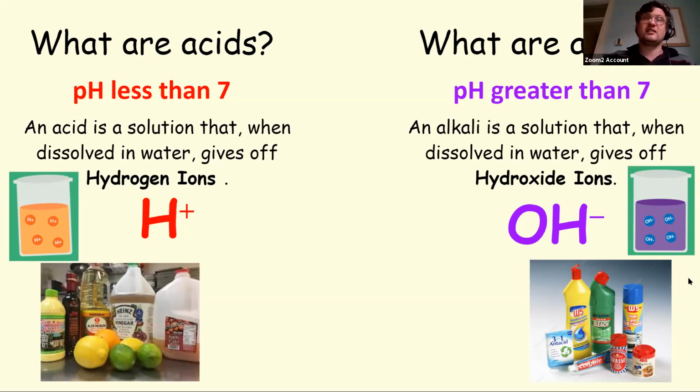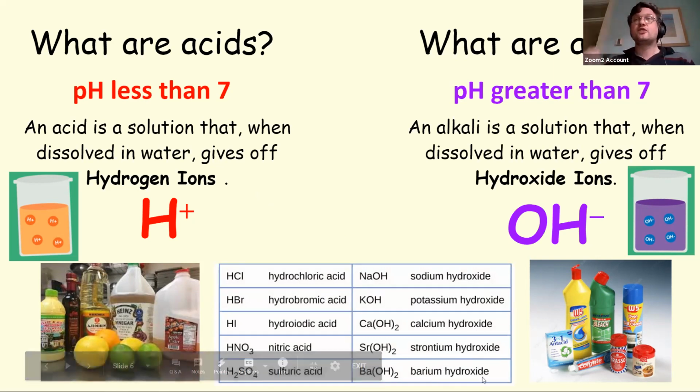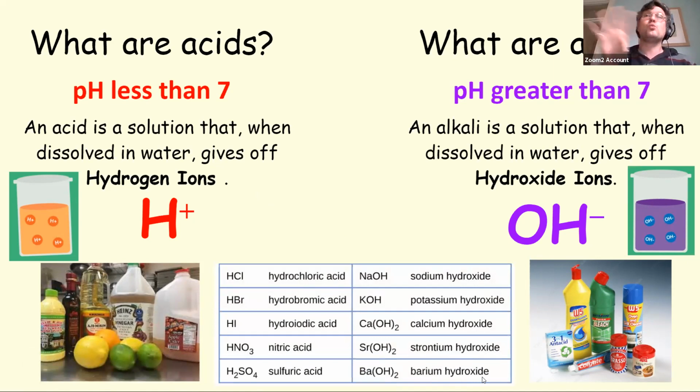So some really simple examples here. We've already named some acids: hydrochloric acid, sulfuric acid, nitric acid. But have a look, here are some alkalis: sodium hydroxide, potassium hydroxide, calcium hydroxide, strontium hydroxide, barium hydroxide. I think you're getting the picture. If it's got hydroxide ions in it, when it's dissolved in water, that's what makes it an alkali. So these H plus and OH minus ions are key to understanding what acids and alkalis are all about.